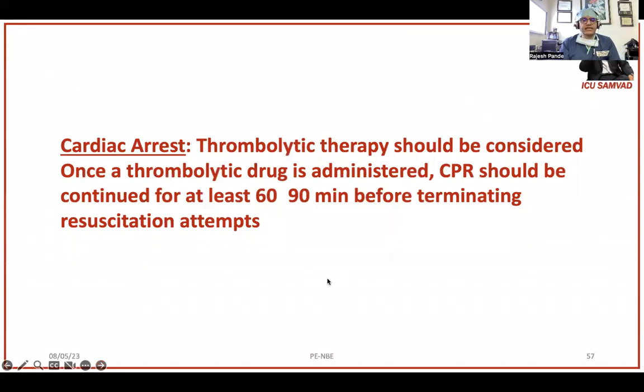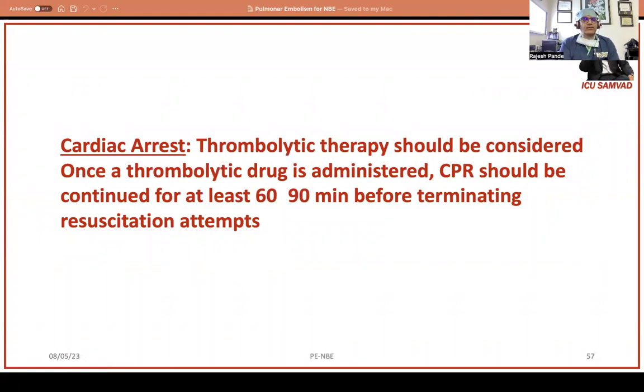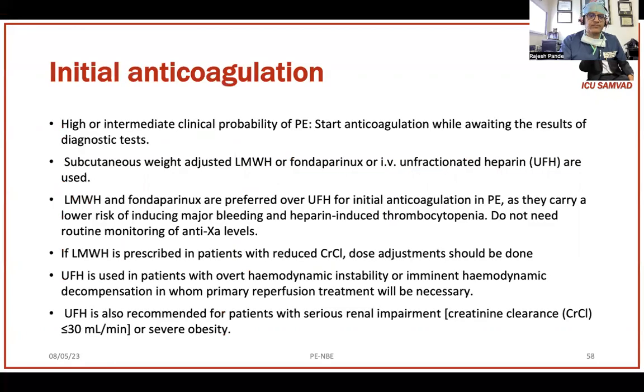Please understand, if your patient where you have a strong suspicion of high-risk pulmonary embolism sustains cardiac arrest, still go ahead and give thrombolytic therapy. And once you have administered the thrombolytic drug, CPR should be continued for at least 60 to 90 minutes before terminating resuscitation attempts. So this is a very important point.